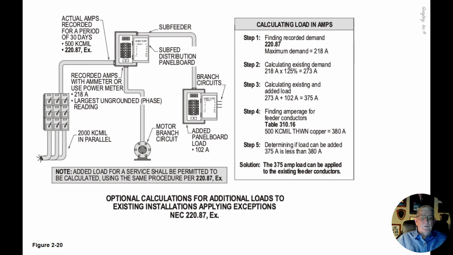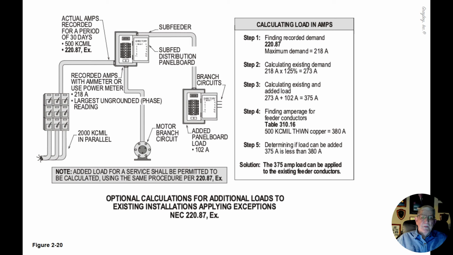So make sure on the examination, are they asking for the service or for a feeder, or are they asking for the exception to be applied, or just service? Now, step 1, and the boxed in information with a title head calculating load in amps, we're finding the recorded demand for 220.87. And the maximum demand is 218 amp.